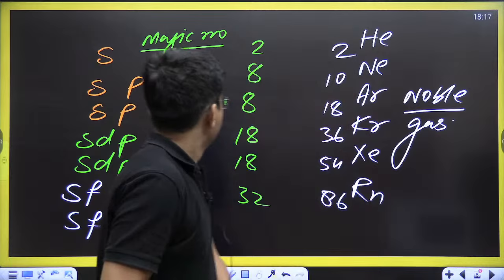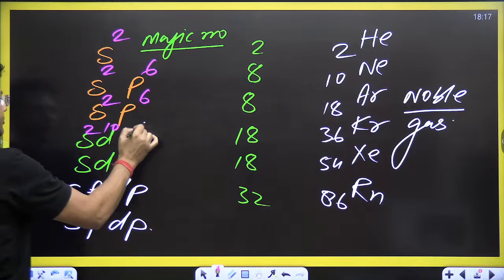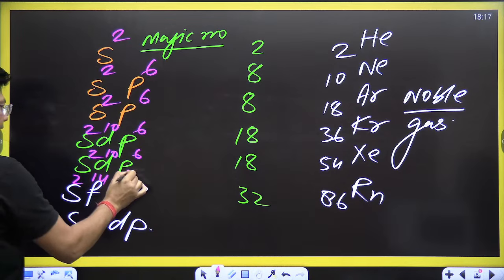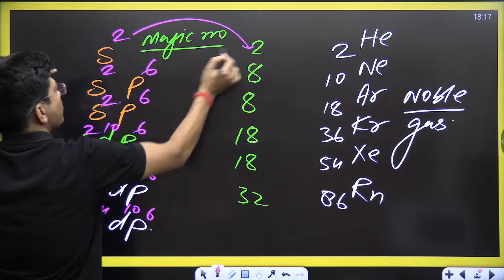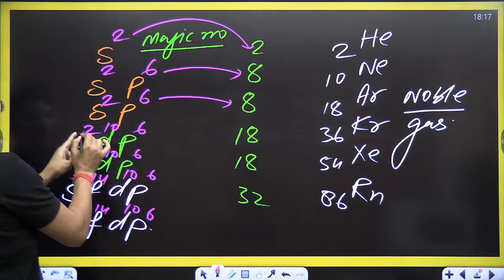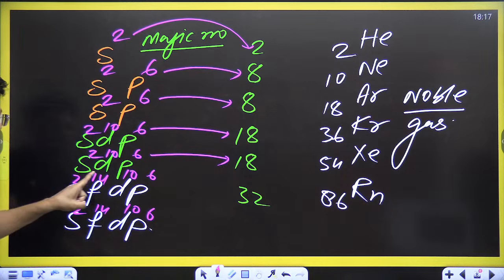Now you know very well how many electrons S contains. S can have a maximum of 2 electrons, P 6, D 10, F 14. The pattern is 2, 6, 2, 10, 6, 2, 14, 10, 6. If you sum them, it is 2. Then 6 plus 2, 8. 6 plus 2, 8. Then 8 and 10, 18. Once again 18. Now it will come to 14 plus 2, 16, and 16 plus 16, 32.